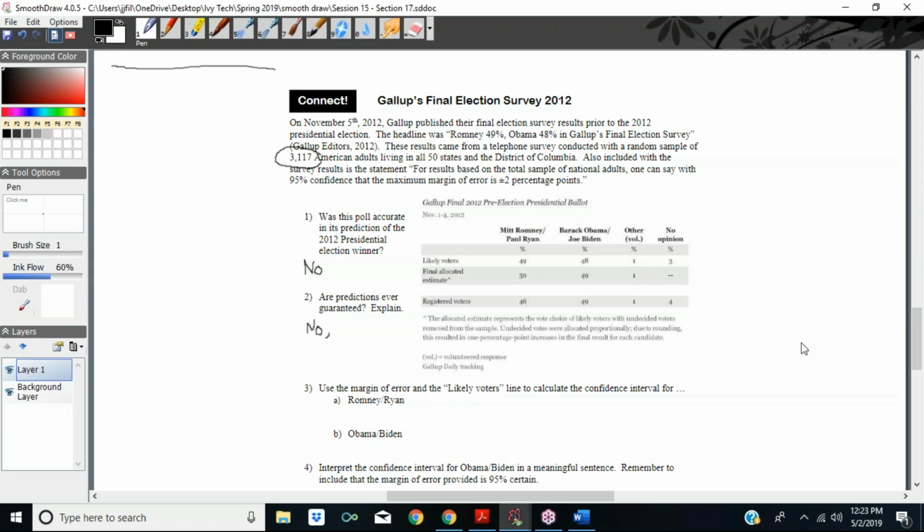And Megan, perfect. You can't ask everyone, right? So, no, because it's just not able to be based on every person.